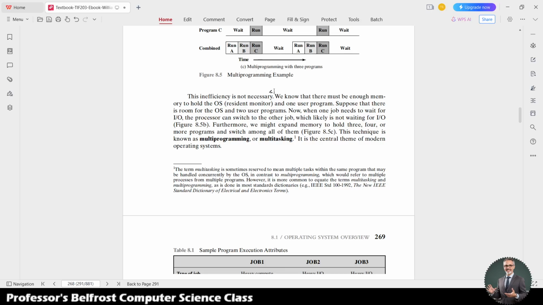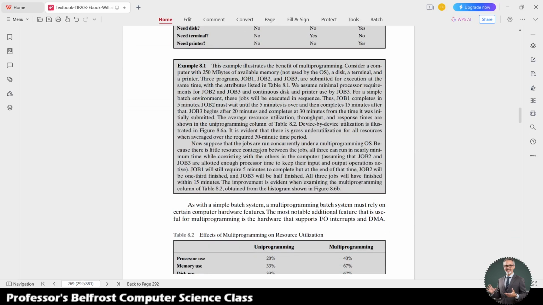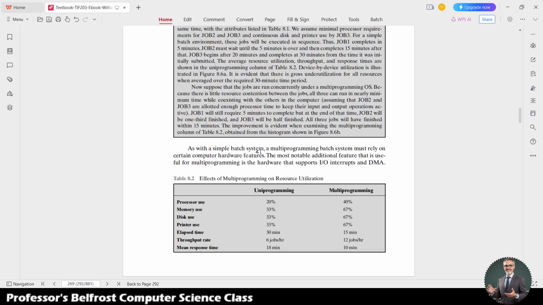This inefficiency is not necessary, because there must be enough memory to hold the OS, the resident monitor, and one user program. So we might expand memory to hold three, four, or even more programs, and this is known as the concept of multiprogramming or multitasking. This is a central term in the discussion of operating systems.